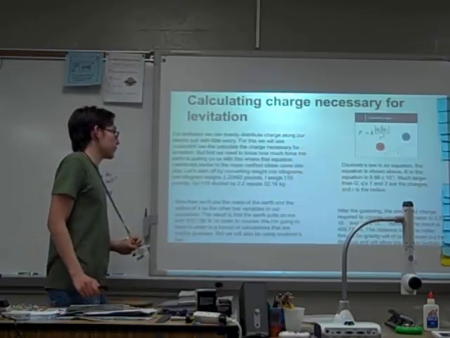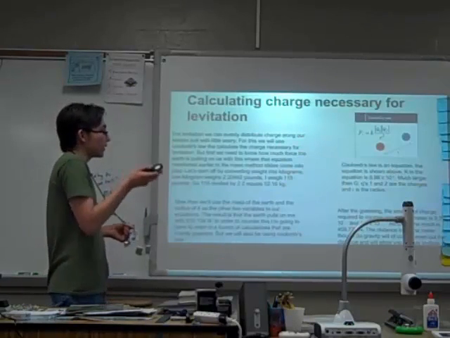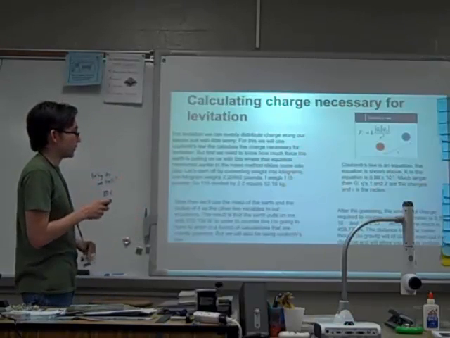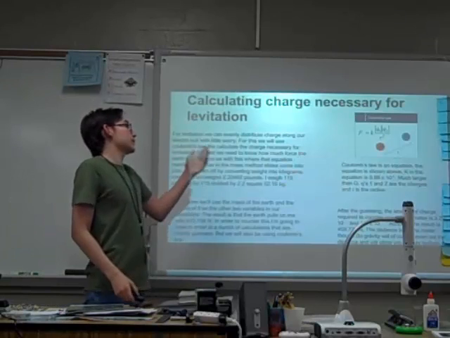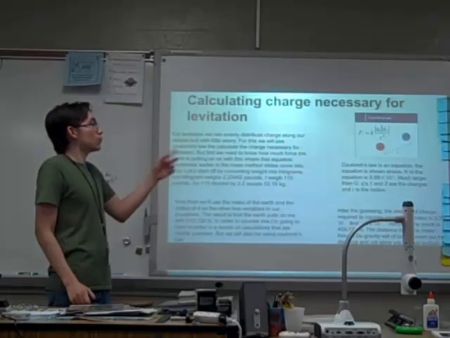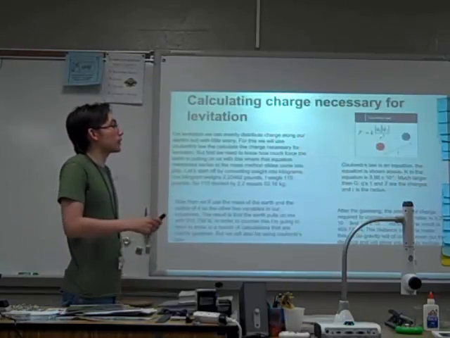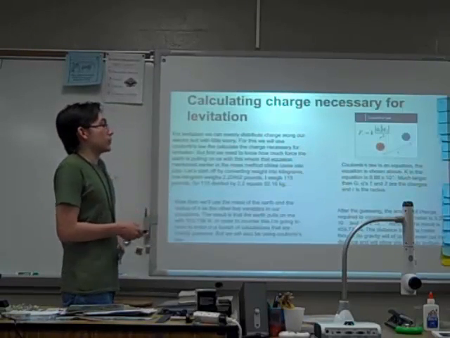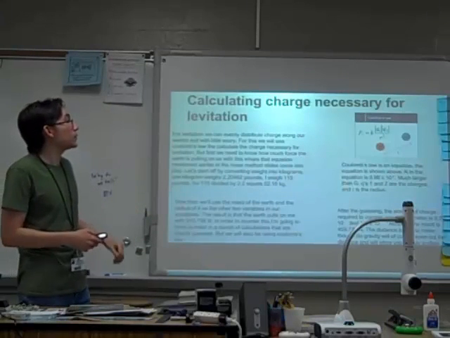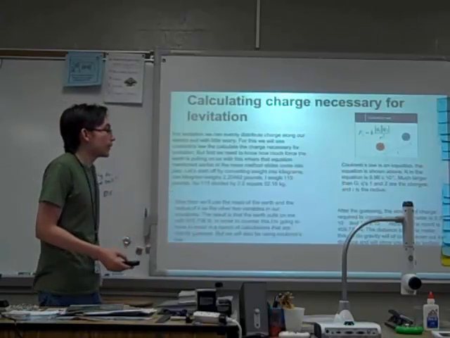In order to counter this, I'm going to have to enter in a bunch of calculations that are mainly guesses, but they should be fairly accurate guesses, and we'll also be using Coulomb's law. Since I didn't discuss this earlier, I'll discuss it now. Coulomb's law is an equation. The equation is shown above. K in the equation is 8.98 times 10 to the power of 9, much larger than G. The Q's, 1 and 2, are the charges, and R is the radius.